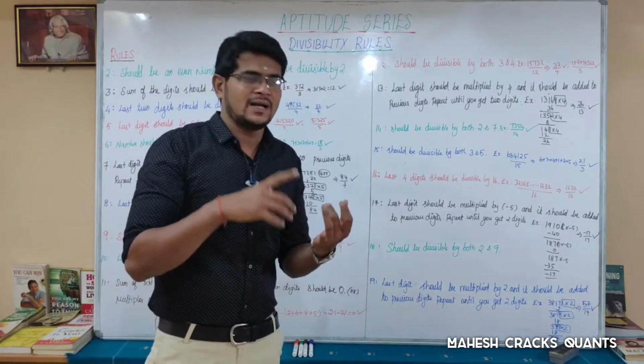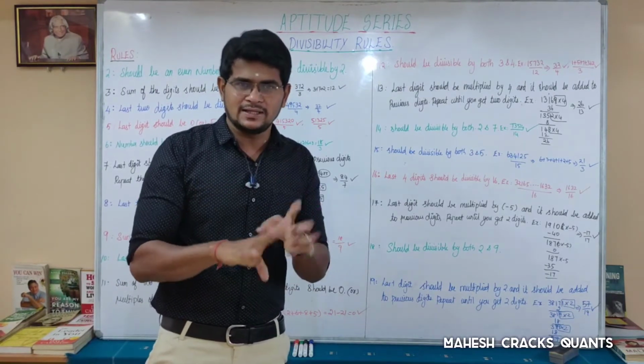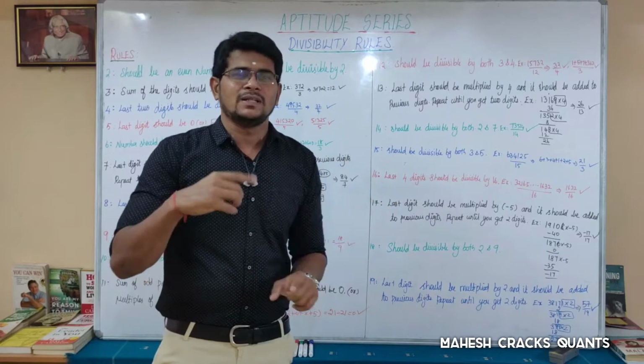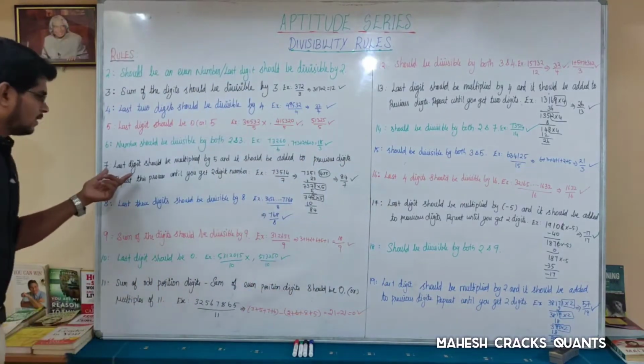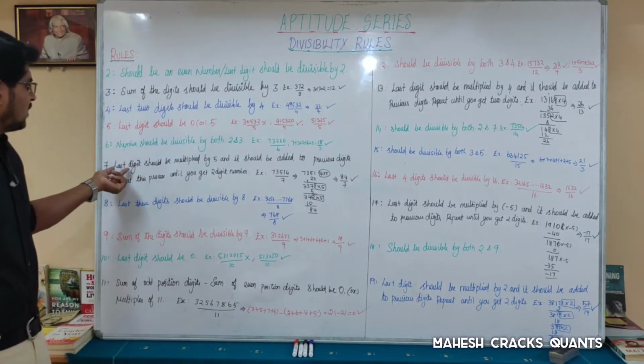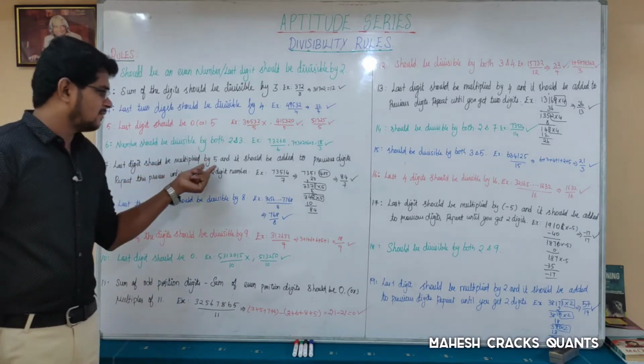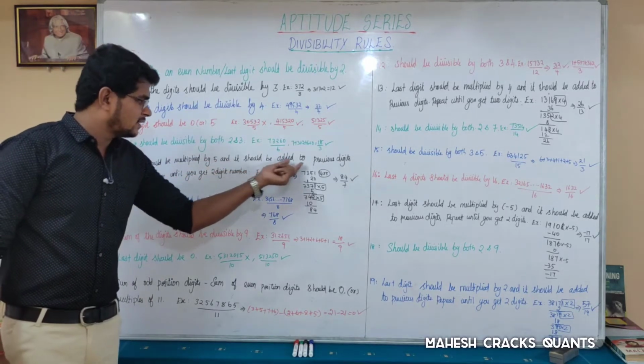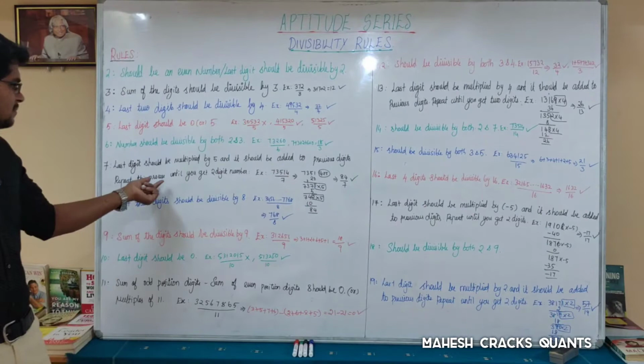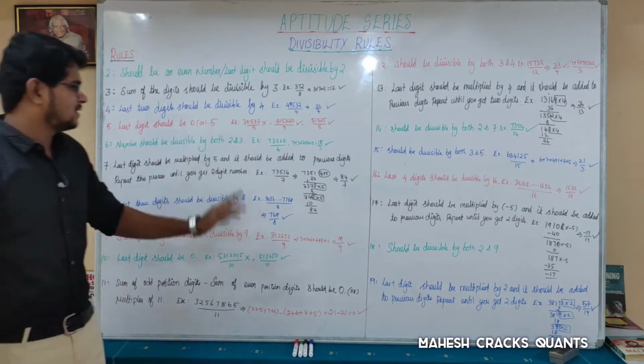For 7 and 13, 17 and 19, we are going to use the same method but with different numbers. Here, for 7, the last digit should be multiplied by 5 and added to the previous digits. Repeat this process until you get a 2-digit number.